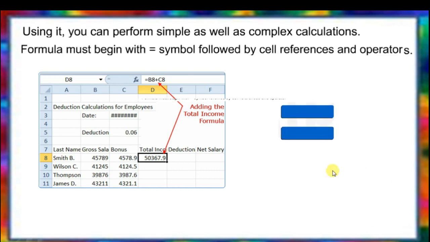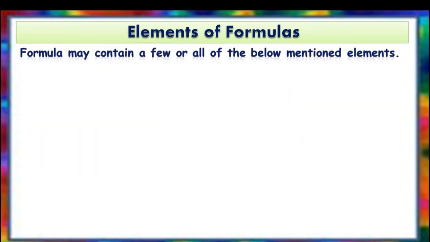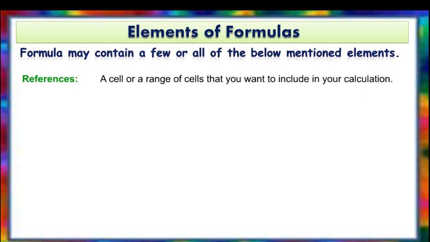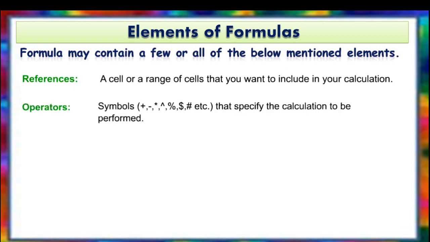A formula must begin with the equal to symbol followed by cell references and operators. Let's learn about the elements of formulas. A formula may contain a few or all of the below mentioned elements. References: a cell or a range of cells that you want to include in your calculation. Operators: symbols like plus, minus, multiplication, exponent, percentile, dollar, hash, etc. that specify the calculation to be performed.